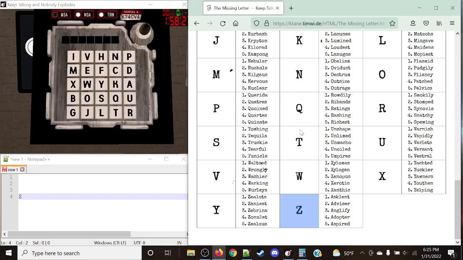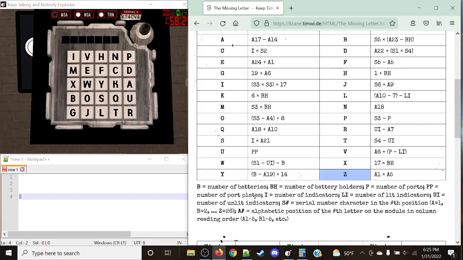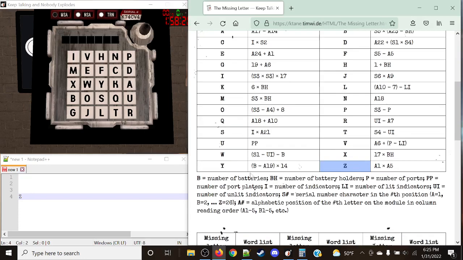So let's get right into this. We have a series of different ways that these calculations are encoded, which are represented by each of these letters down at the bottom here. We have the potential of batteries, battery holders, ports, port plates, indicators, lit and unlit indicators, the serial number characters, and this new way of reading the grid, which is a hash: the alphabetic position of the hash letter on the module in the column in reading order. So this is essentially what we're going to be doing here.